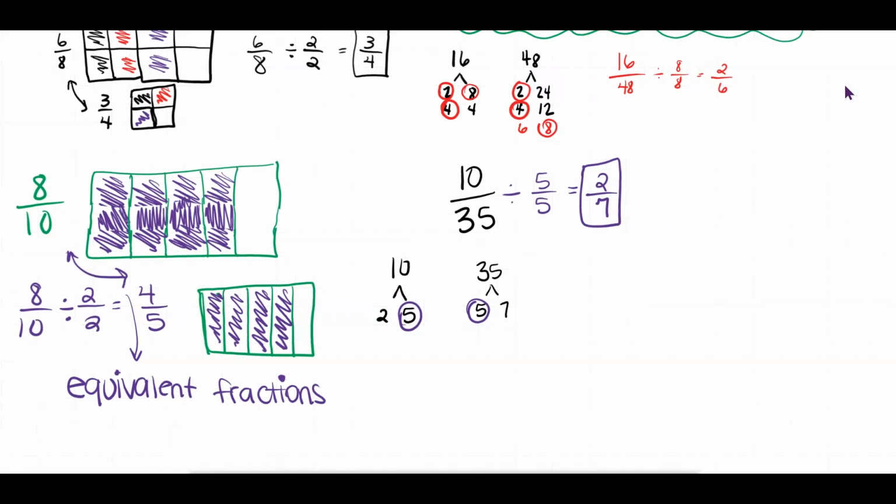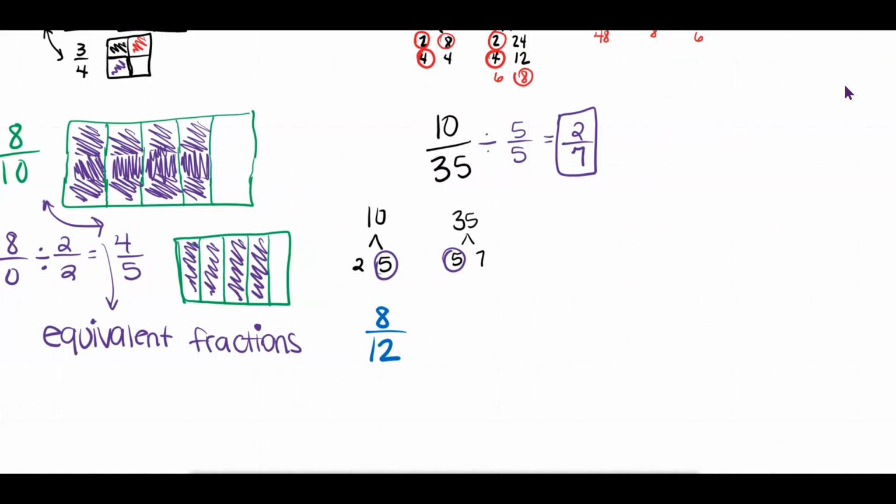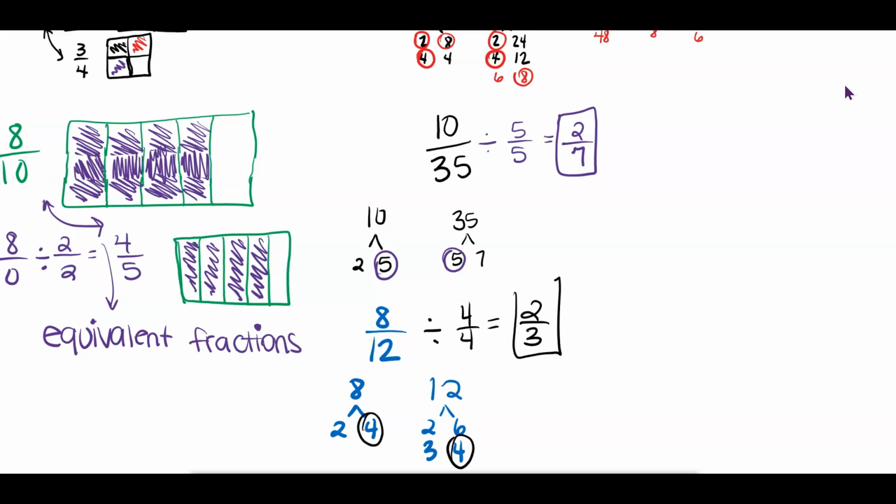One last example. Say I have 8/12. Okay, so let me do my factor tree. 2, 4, 12, I have 2 and 6, and I have 3 and 4. Common is 4, so I'm going to divide by 4. 8 divided by 4 is 2, and 12 divided by 4 is 3, so I have 2/3.